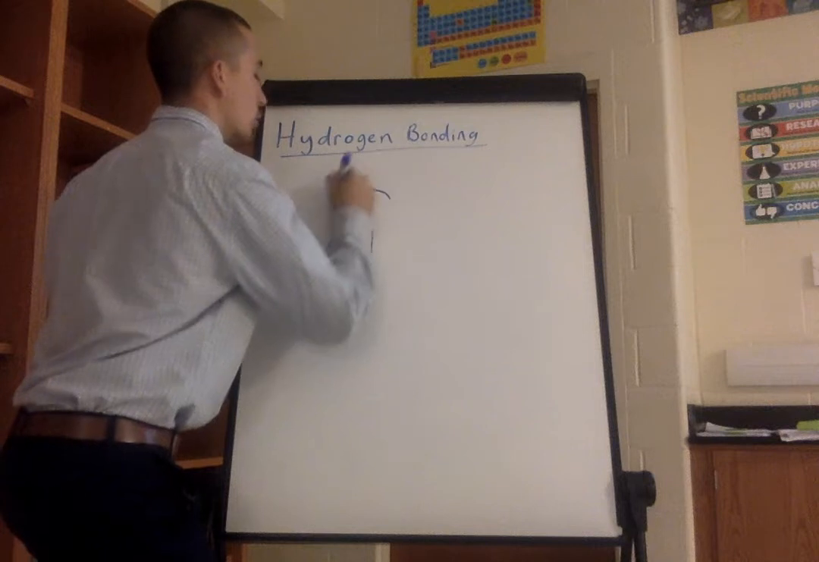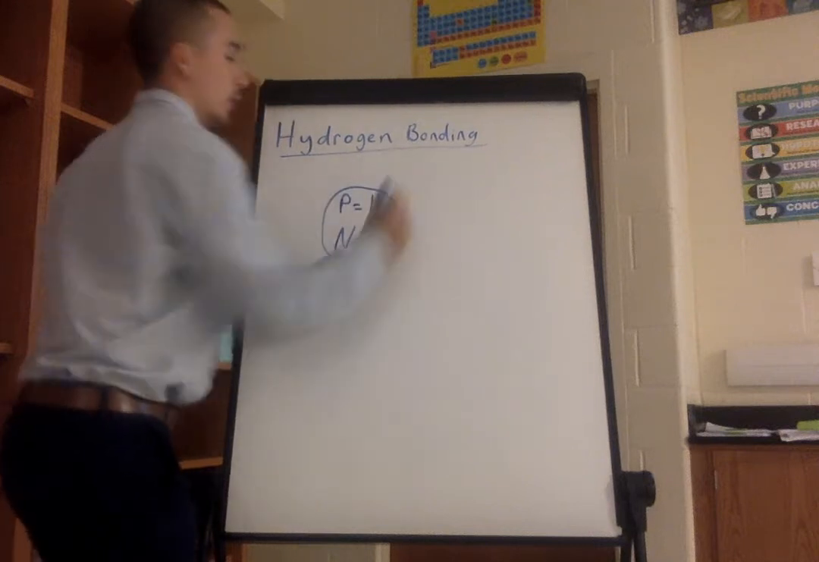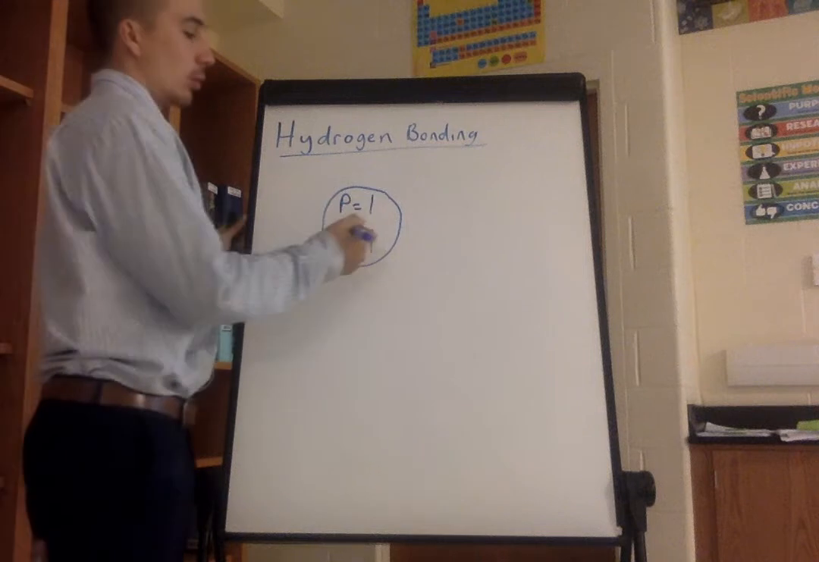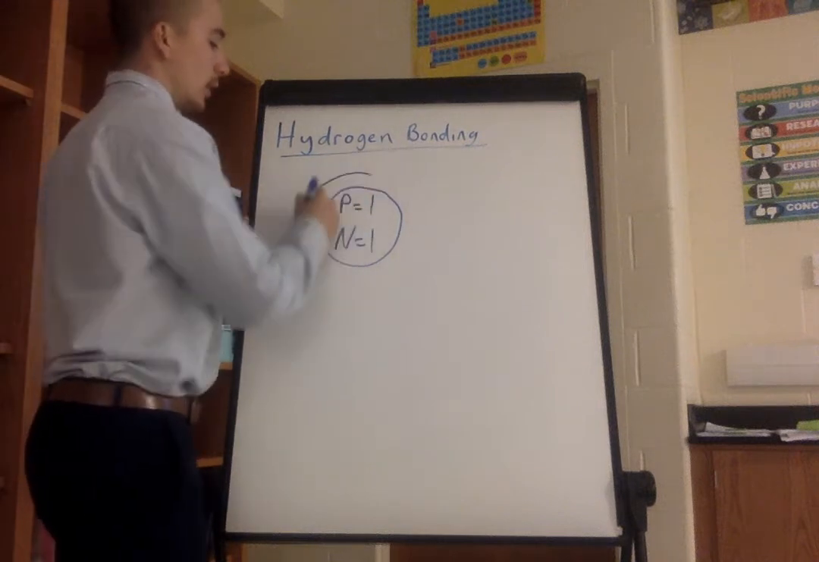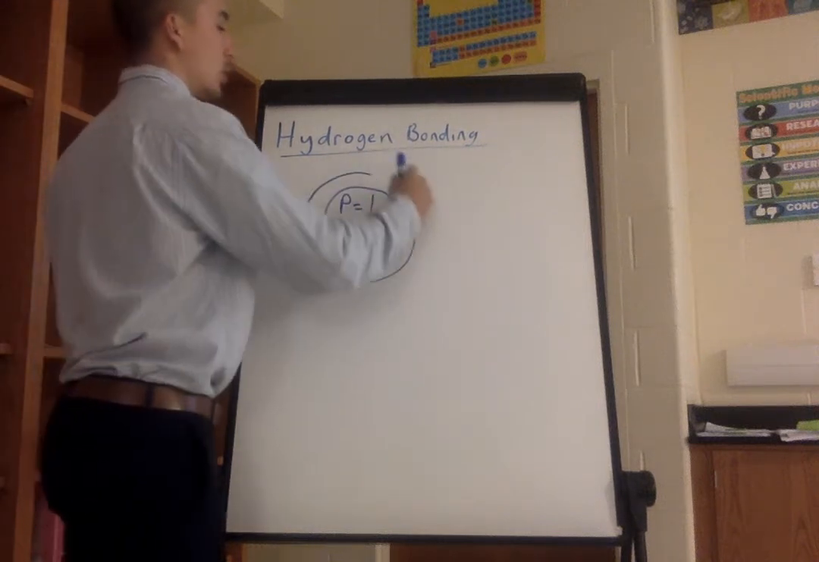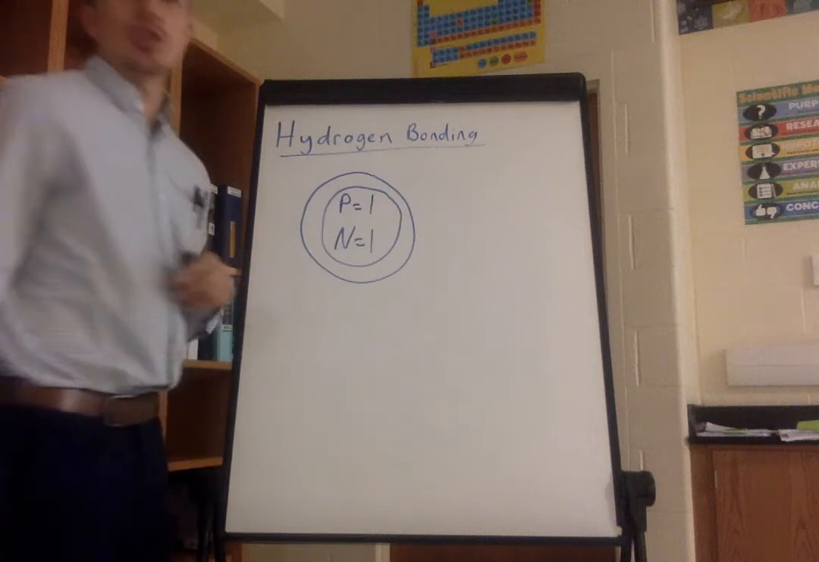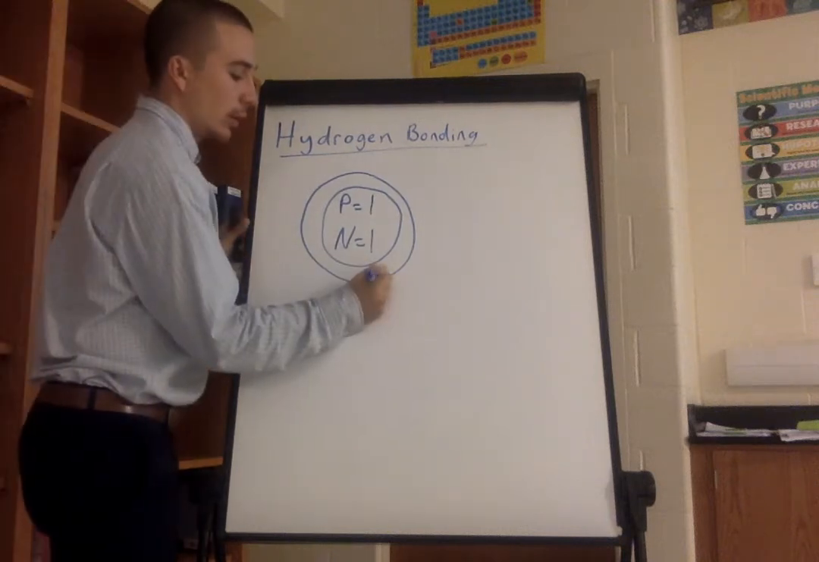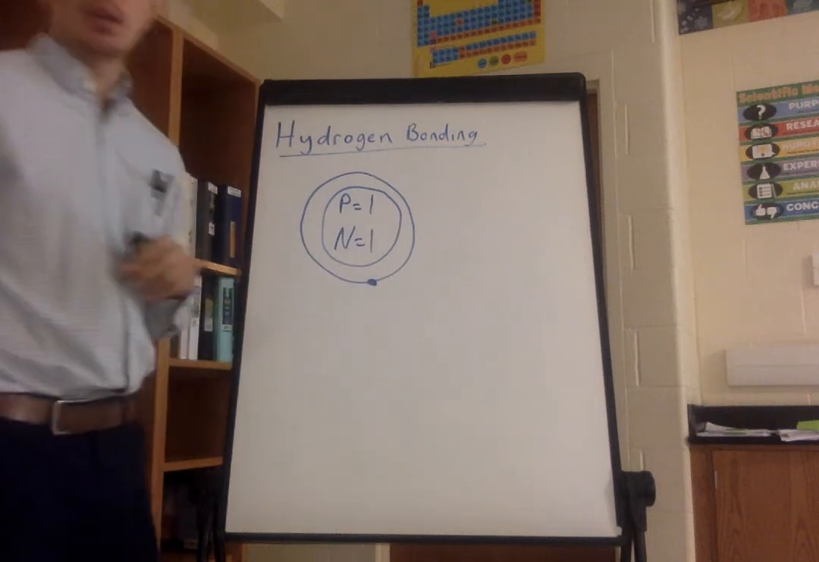So let's draw our nucleus. That's our nucleus, and that's one hydrogen. Remember, it has an electron ring. How many electrons does hydrogen have? 1. So just put 1 electron down here. There you go.